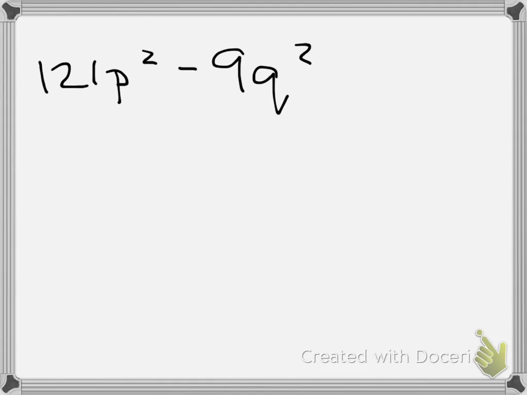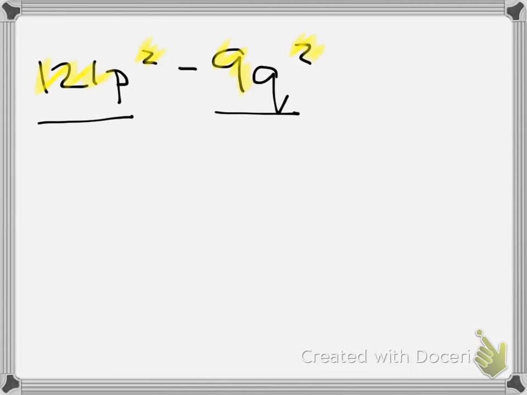Sometimes, however, they are a little bit more difficult to see. So, for example, if I'm doing something maybe like, what's a good one? 121p squared minus 9q squared. Okay? We have to be really careful and really recognize that, okay, this is a perfect square and this is a perfect square. And we have to pay attention because not only do I need the variable to be a perfect square, but I also need the coefficient, the number in front, to be a perfect square.